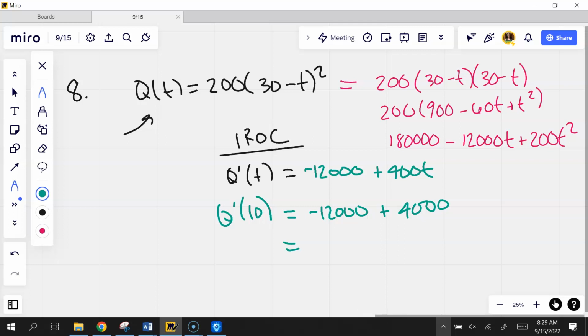What is it? Negative 8,000 what? Gallons per minute. Does it make sense why it's negative? Why? It's losing water. That's right. It's draining out. It literally says the number of gallons of water in a tank after the tank has started to drain. So it's losing 8,000 gallons every minute. Okay. Then it says, what's the average rate of change over the first 10 minutes? So what shall I do?